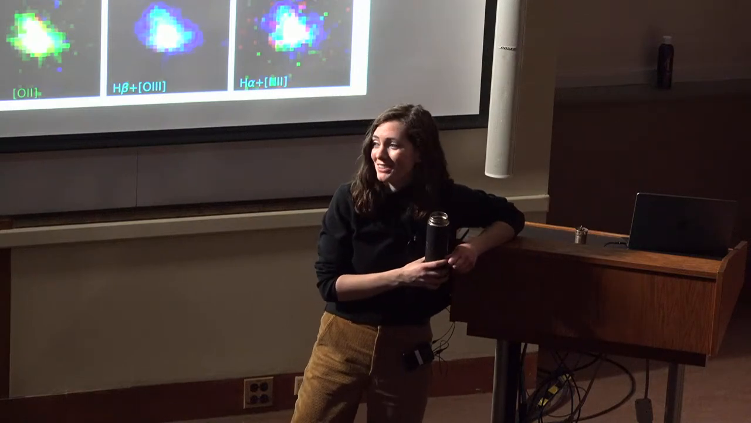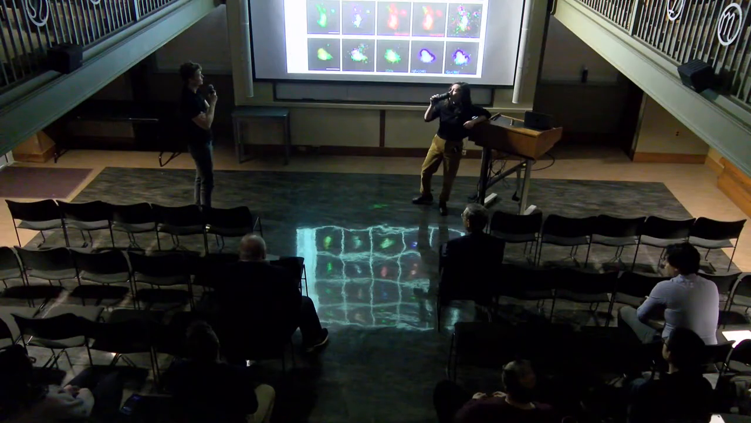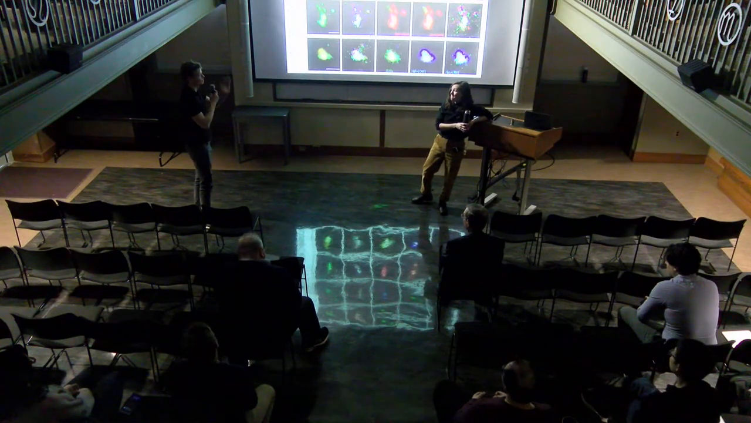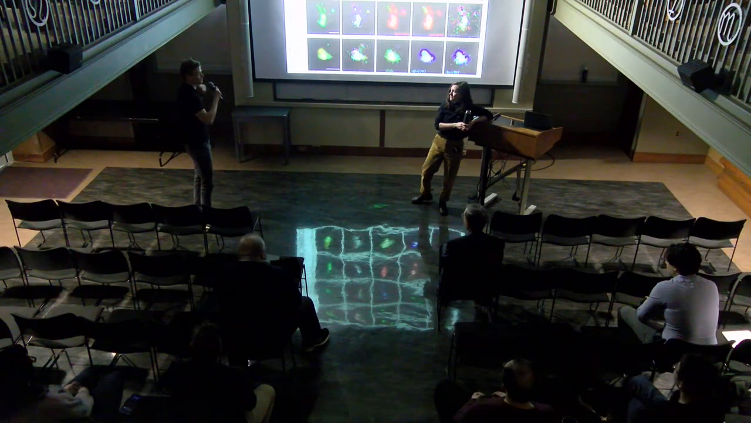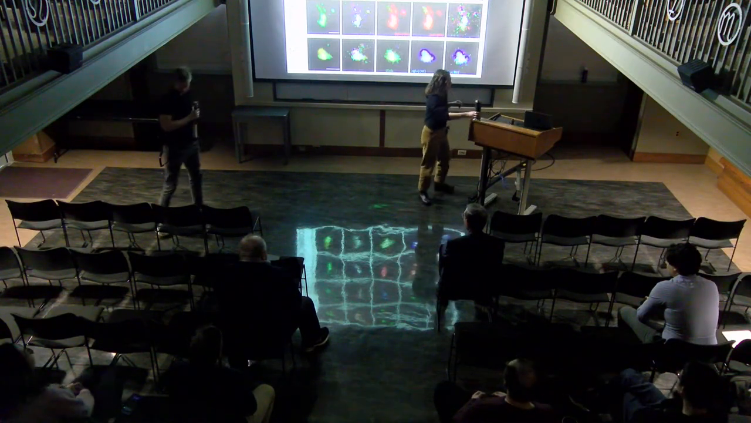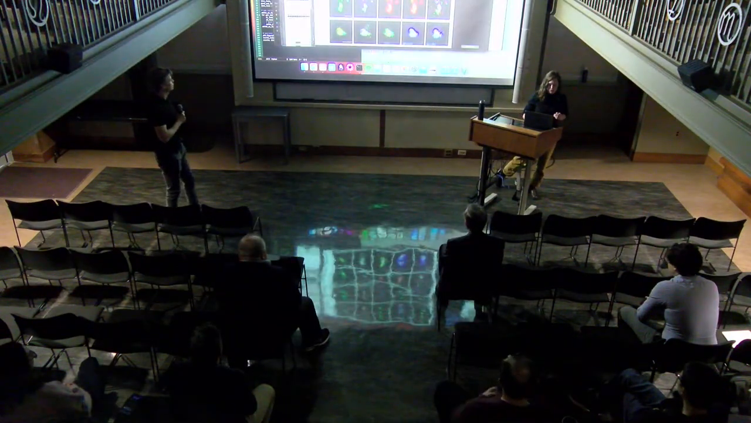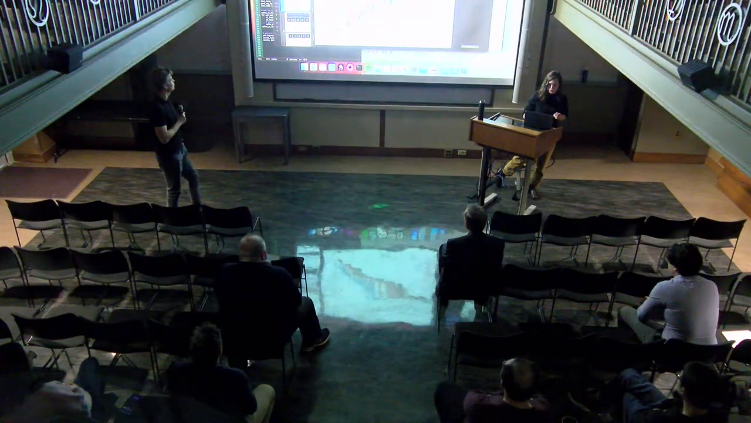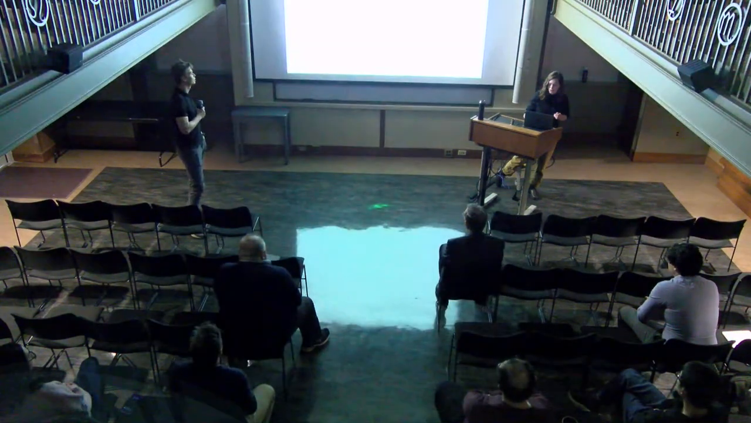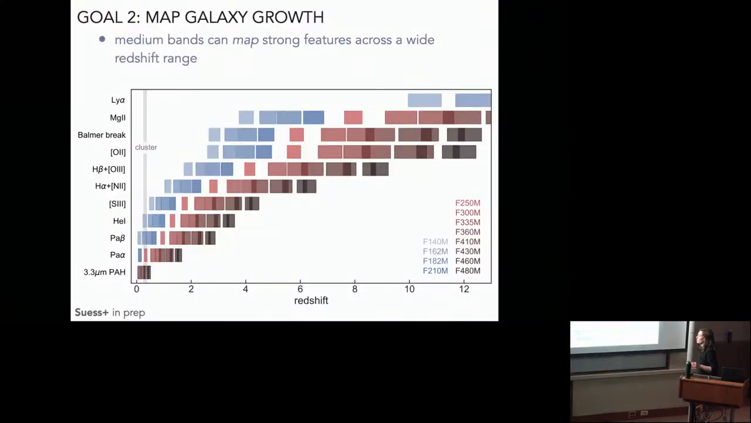Is the statistics good enough to build an observational evolutionary sequence, or how far can we go? Like, what's the redshift range? Oh yeah, well, you get coverage of different features at different ranges. I don't think I have a redshift distribution of our photo-zs for the whole thing, but basically we're getting strong features all the way from the cluster itself to redshift 12, which is our highest.